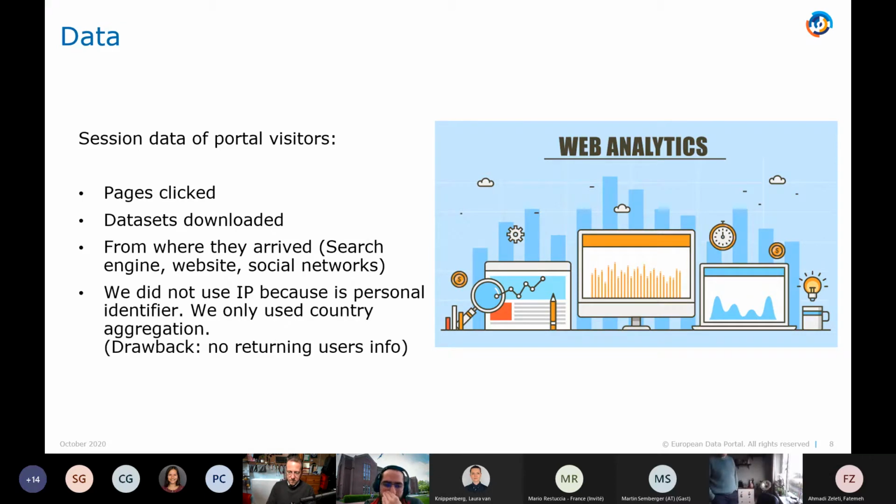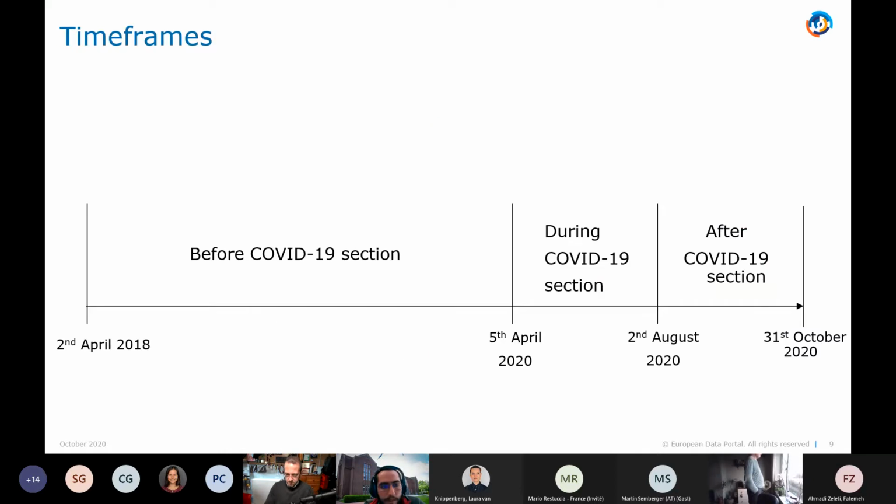We did not use the IPs because it's considered a personal identifier according to GDPR. We only use country aggregation. That means checking from which country the access came. The drawback of this is that we don't have accurate returning users information. So, for example, we cannot say if a dataset was downloaded many times by the same user on different days. This is one limitation that we have to be compliant with GDPR. However, we were able to extract a lot of interesting information on this.